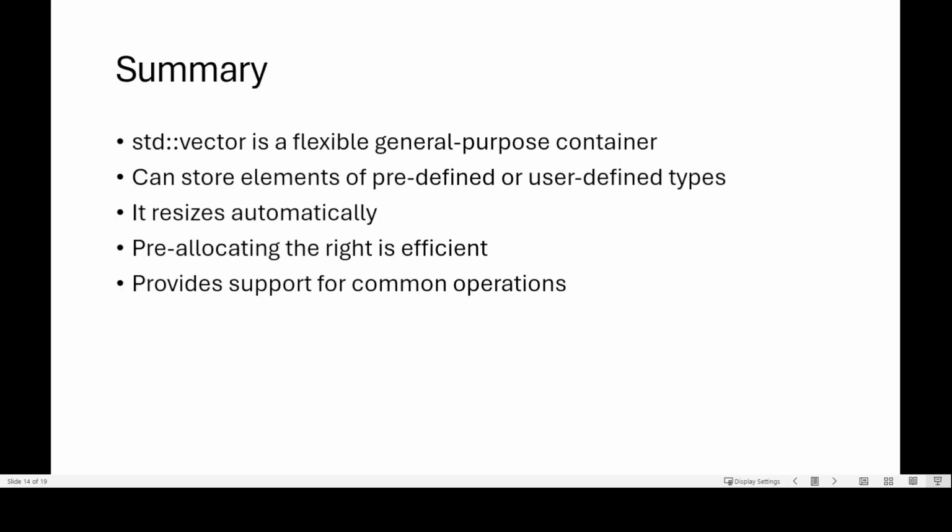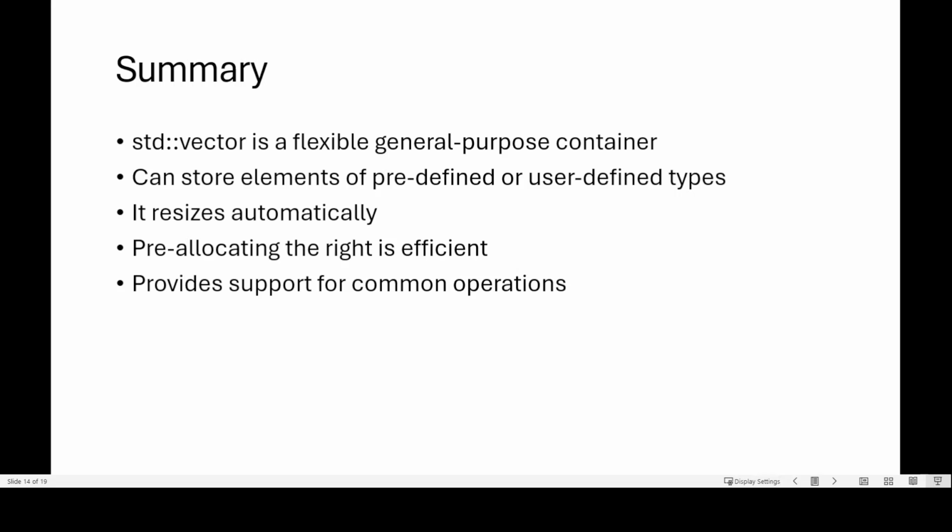I'll summarize what we've discussed so far. We've seen that std::vector is a very flexible general purpose container defined in the standard template library. You can store elements of predefined data types or even user defined data types in this vector. And it resizes itself automatically as you add more elements to it using the push_back function, or the clear function, and so on, or the pop_back function. You can pre-allocate the vector to be of a specific initial size, and that has very important performance implications.